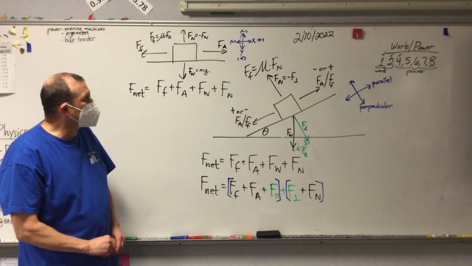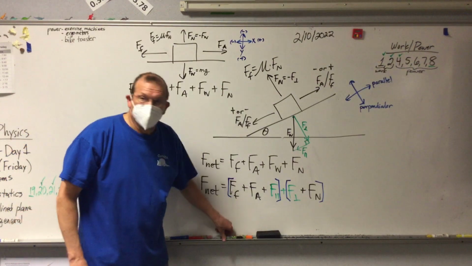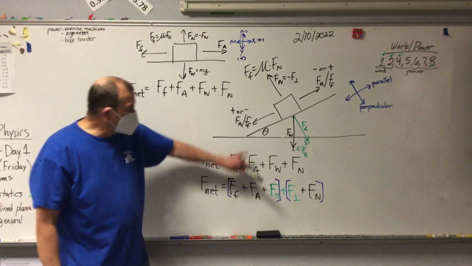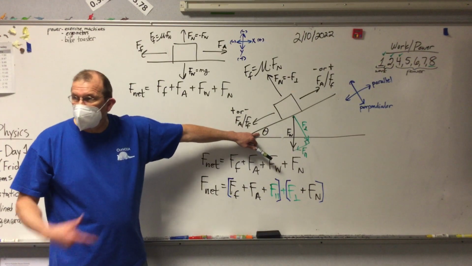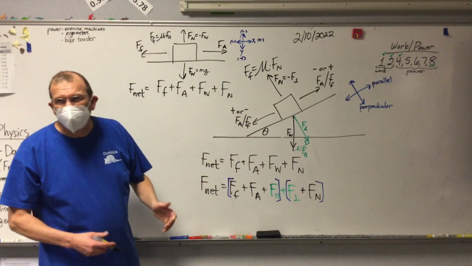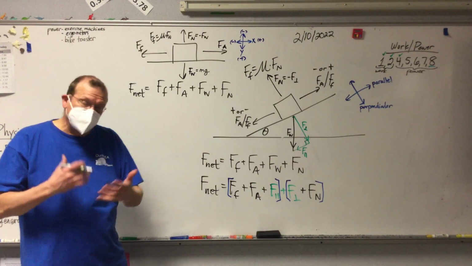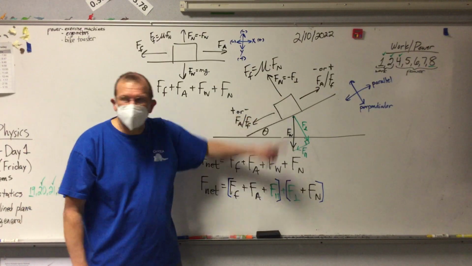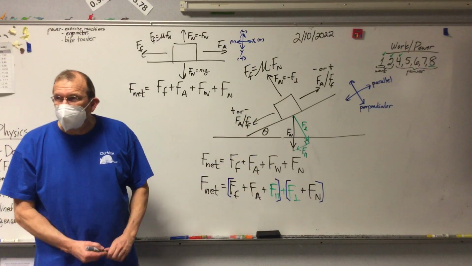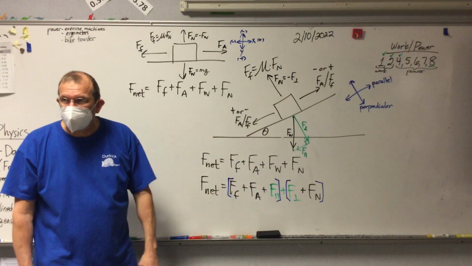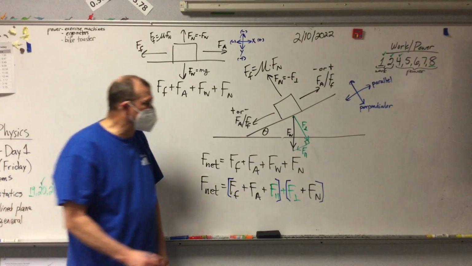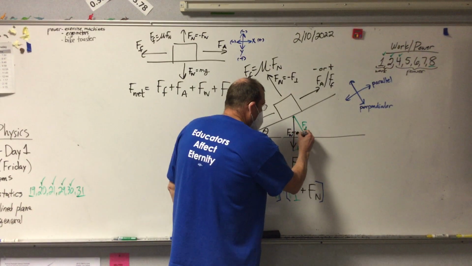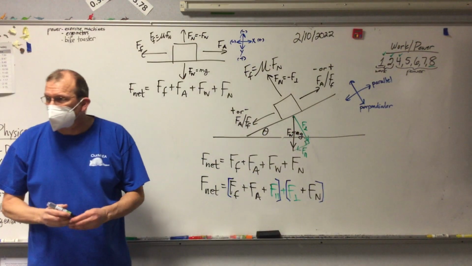Okay, we're making progress. Now, we've got to figure out how to do math with this. I mentioned earlier, they usually give you the angle. The other thing they will usually give you, and you can work without this, but you have to do it more conceptually, is the mass. So if you have the mass, what thing can you calculate up here immediately? F_W. F_W, because what's the equation? mg.